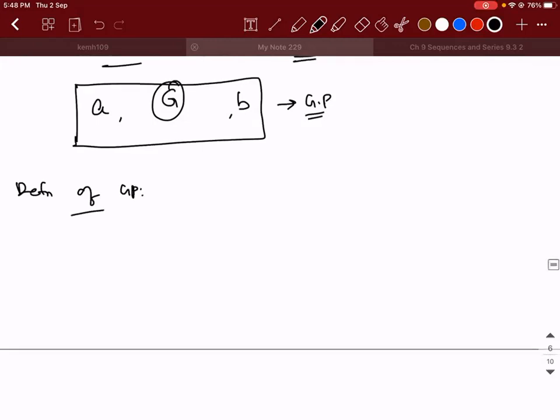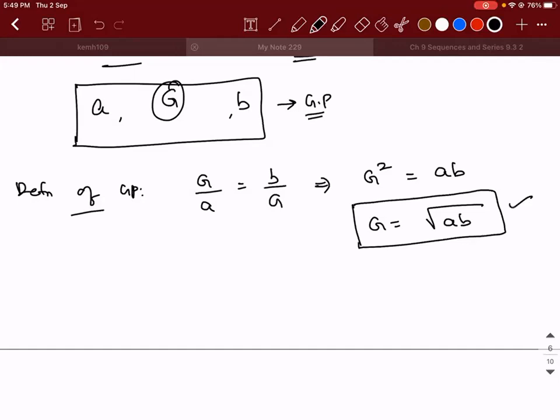It says the ratio of the corresponding numbers should be the same. So capital G divided by A should give you the same value as B divided by capital G. So if you cross multiply, G square will be equal to AB, then G will be equal to root of A into B. So the geometric mean of the two given numbers will be square root of A into B.